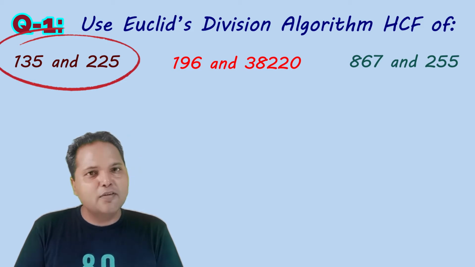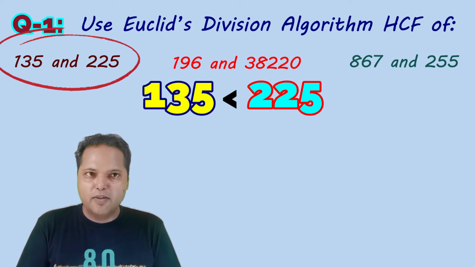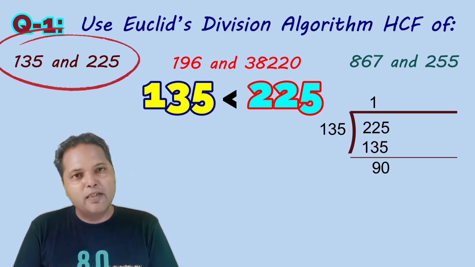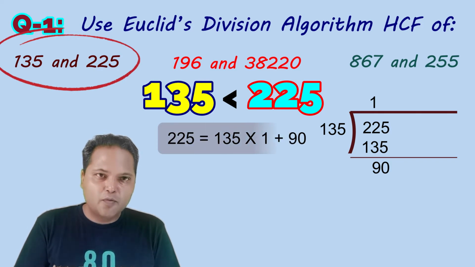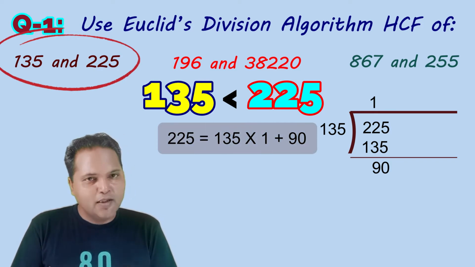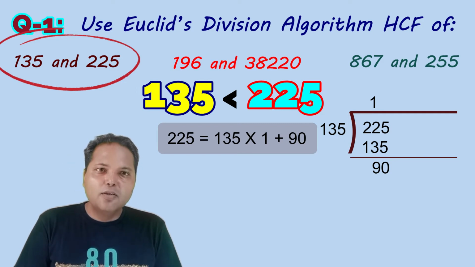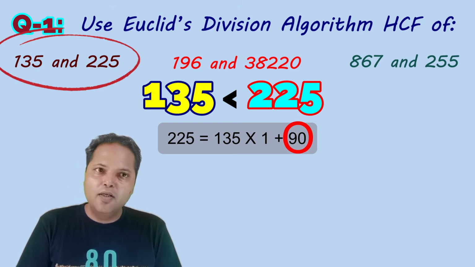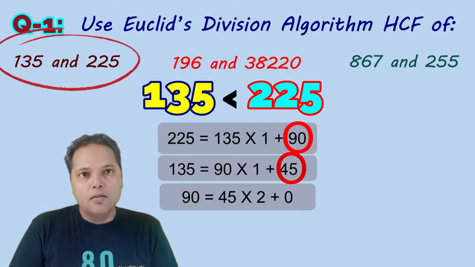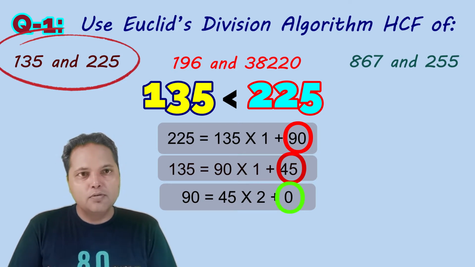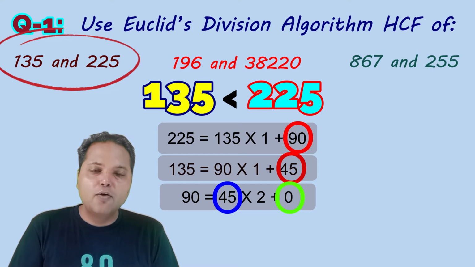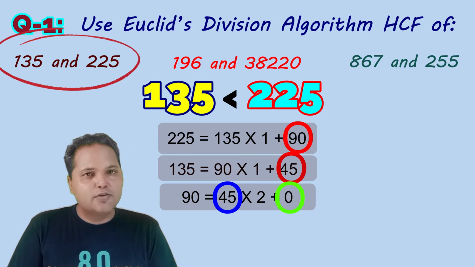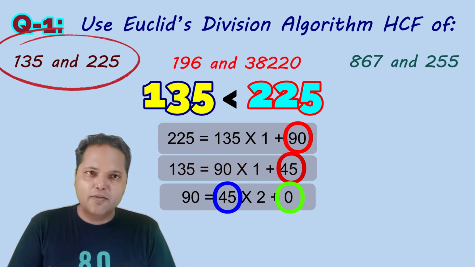Now here we see that 135 is lesser than 225. So let's apply Euclid's division algorithm on this, and in that case we will be writing that 225 is equal to 135 multiplied by 1 plus 90. Now in this case, r is not equal to 0, so we will again apply the lemma on 135 and 90. So now here the value of r is equal to 0, and at this stage the divisor is 45. So we can say that 45 is the HCF of these two numbers 135 and 225.